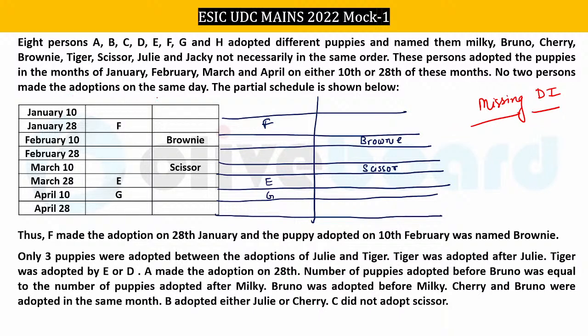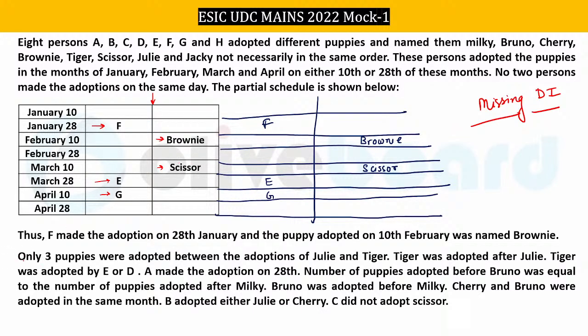So you can see a partial schedule has been shown here. This is a partial schedule that is given to you. So you know that F made the adoption on January 28th. Similarly, Brownie was adopted on 10th February. Scissor was adopted on 10th March. E made the adoption on 28th. G made the adoption on April 10th, right? So you can see this kind of a table is already given here.